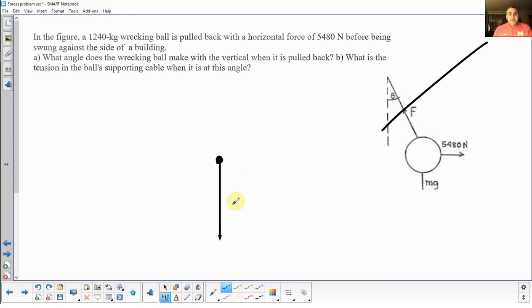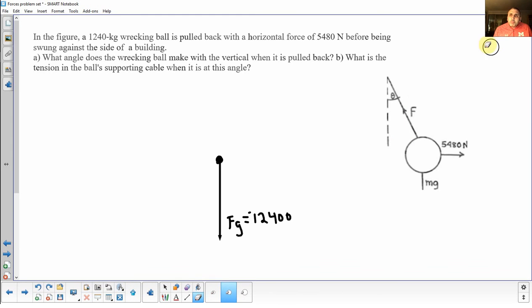So Fg of 1,240 kilograms must be 12,400 newtons negative. Which, interestingly enough, why is that there? What did I do? Sorry, guys.